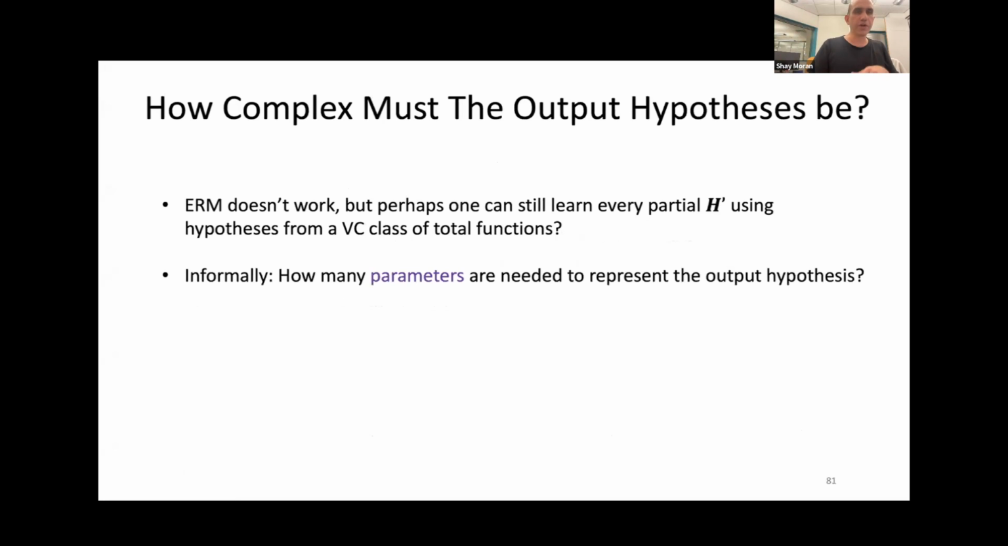Okay, and we show even more, that not only the ERM fails, but in fact, in order to learn a partial class, right? So another natural question is, can we always learn a learnable partial concept class H with an algorithm that outputs simple hypotheses, right? That outputs hypotheses from a class of bounded VC dimension. Right, so informally, how many parameters are needed to represent the output hypothesis of an algorithm that learns the partial class?